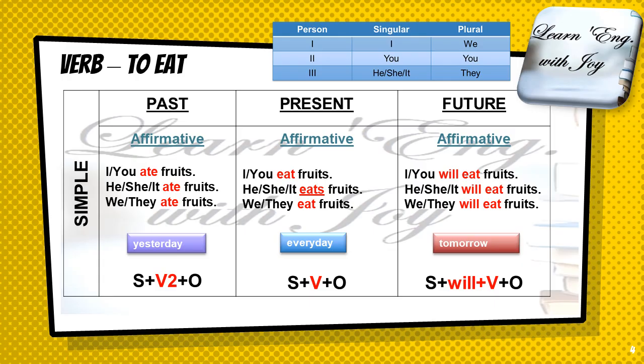I will eat fruits tomorrow. You will eat fruits tomorrow. He will eat fruits tomorrow. She will eat fruits tomorrow. It will eat fruits tomorrow. We will eat fruits tomorrow. They will eat fruits tomorrow. The syntax, the structure, is subject plus will plus verb, which is the verb in the present form, plus object. So subject plus will plus verb plus object. I'm giving you a few seconds to look at this. You can pause the video and repeat it.